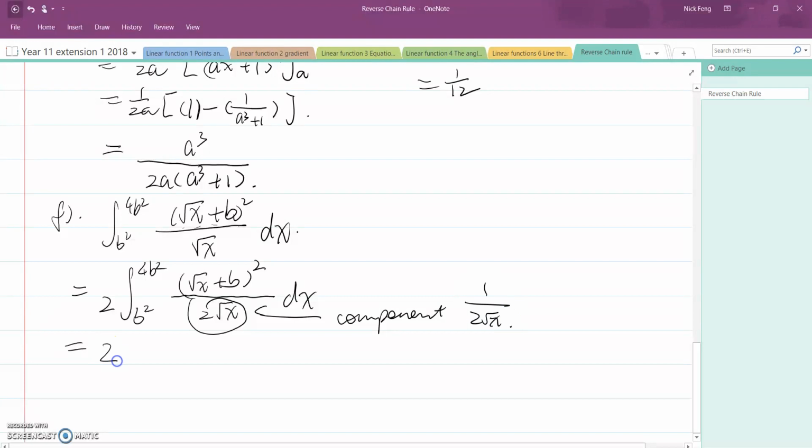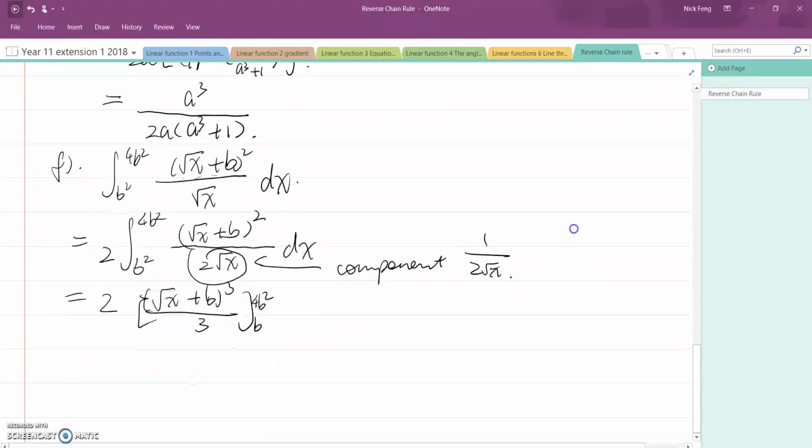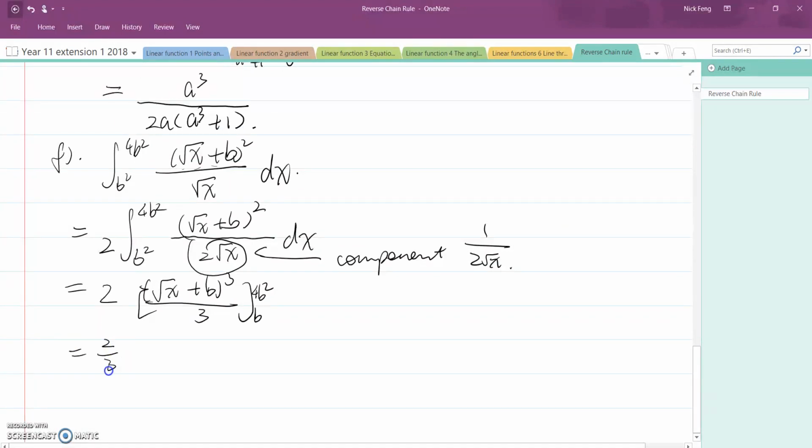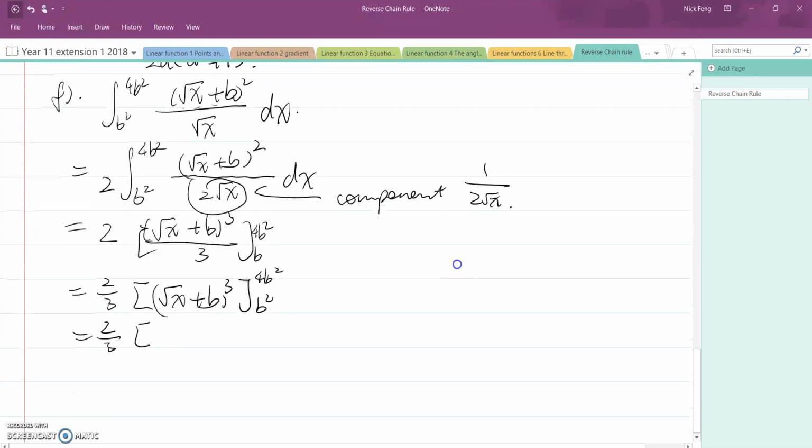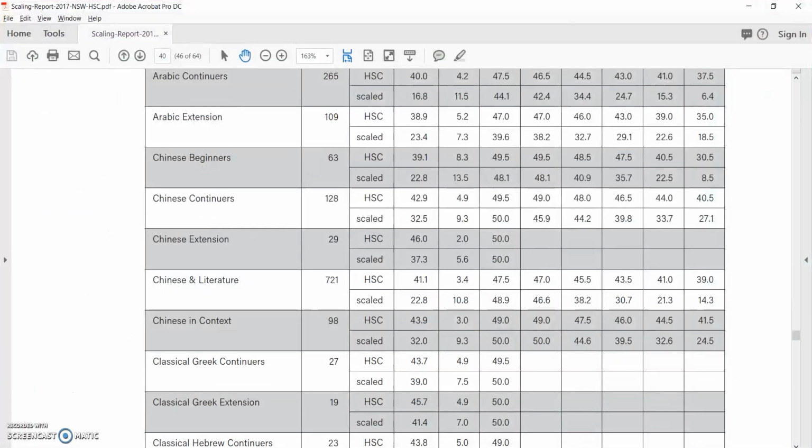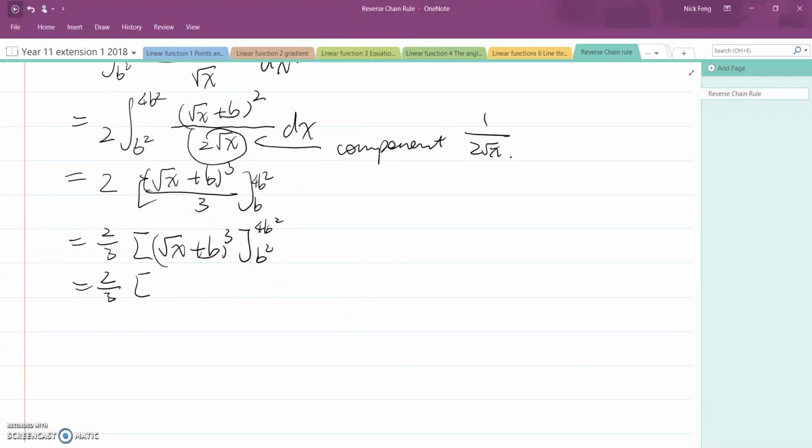Right, so therefore, we can treat it as the whole thing now. (Root x plus b) to the power 3 on 3, substituting b squared to 4b squared, and 2 on 3 out. Let's substitute (root x plus b) to the power 3, b squared to 4b squared. Substituting in 4b squared, that gives you 2b plus b, that is 3b. 3b to the power of 3, that is 27b cubed. So that is the result when you substitute 4b squared in.